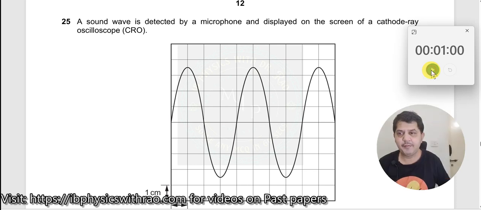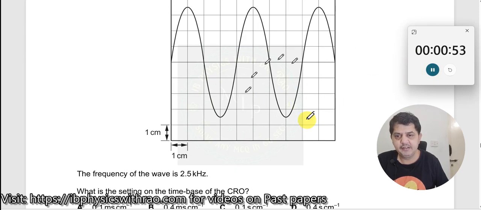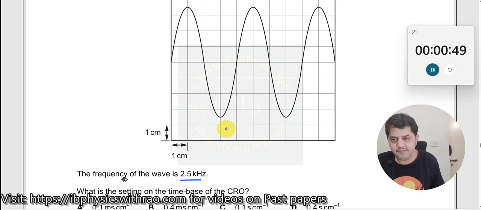Question number 25. A sound wave is detected by a microphone displayed on the screen of a CRO. Okay, it's given here. The trace is shown. The frequency of the wave is 2.5 kilohertz. When frequency is given and a CRO problem is asked, then what should you do?